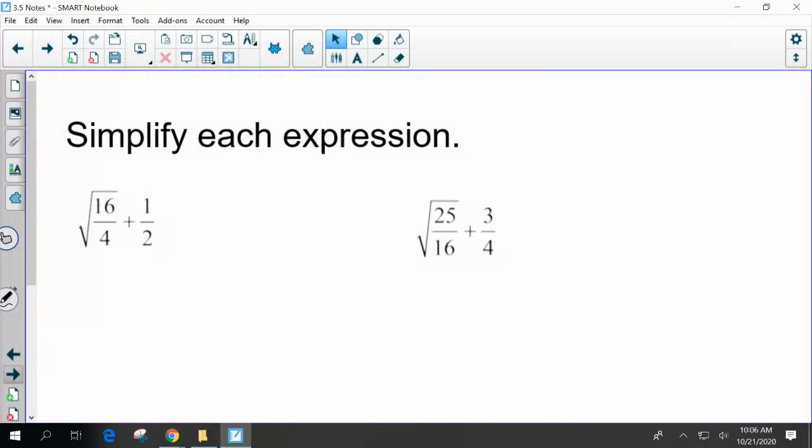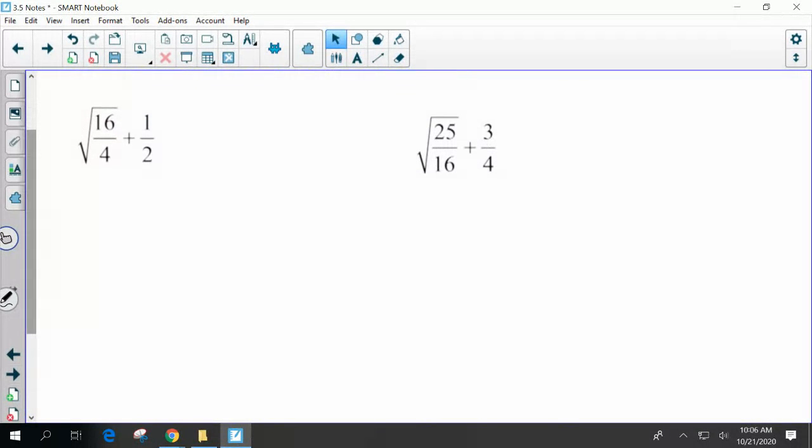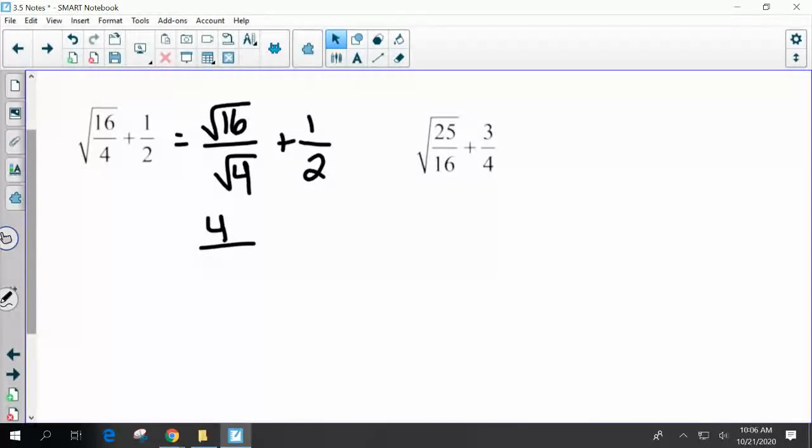All right, so the next problem is a fraction within our square root. So here's what we're going to do. We're going to separate it and make it a square root divided by a square root. So I'm going to rewrite this as square root of 16 over square root of 4 plus 1/2. And then I'm going to calculate it. So again, we're only going to use the positive. Later on in math, you would do both, but today we're only doing positive. So square root of 16 is 4 over square root of 4 is 2 plus 1/2.